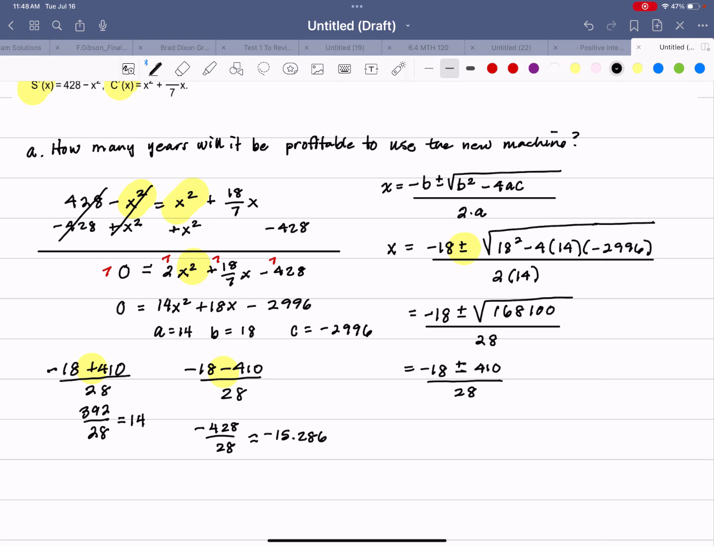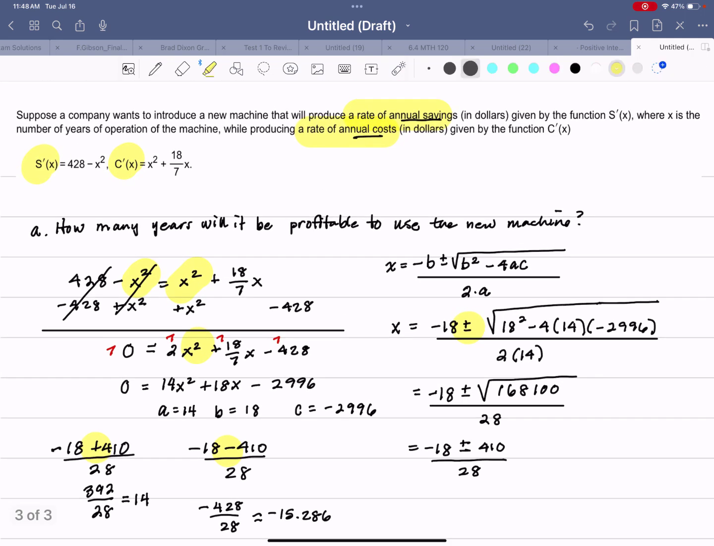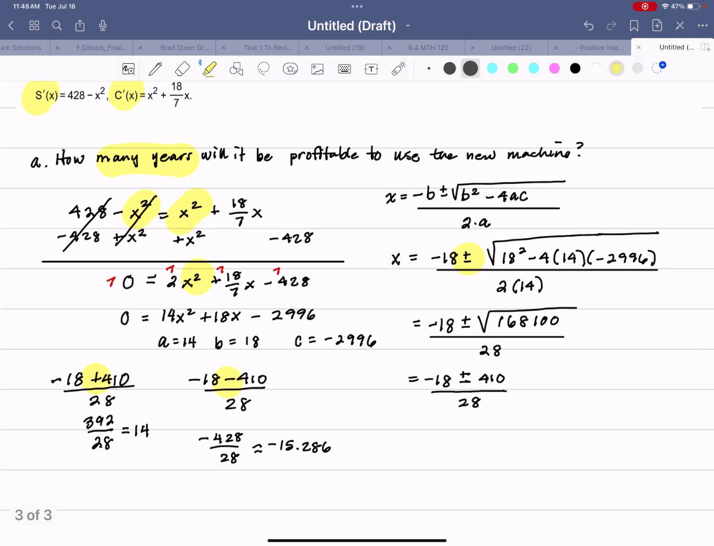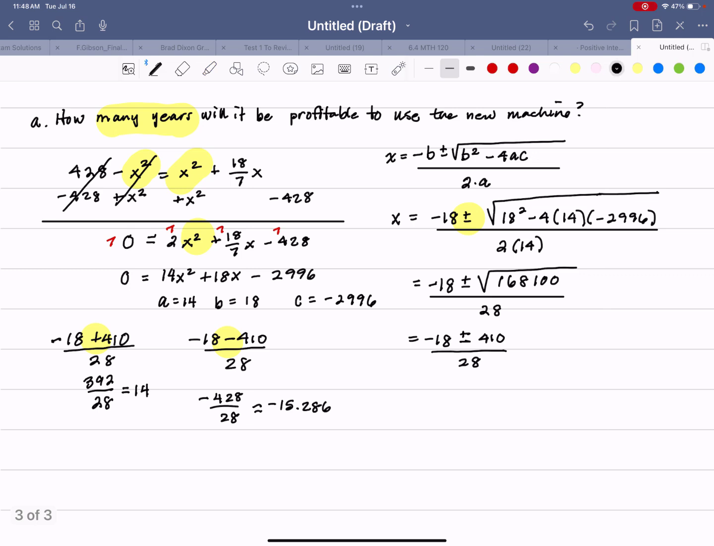So now we have these two choices to look at. Now, remember that x is the number of years. Look, we're looking for how many years. So a negative answer here doesn't make any sense. So we're going to throw it out. And so our answer to part A is this machine is going to be profitable for 14 years. So throw out the negative one in this case because x stands for time and it doesn't make sense.